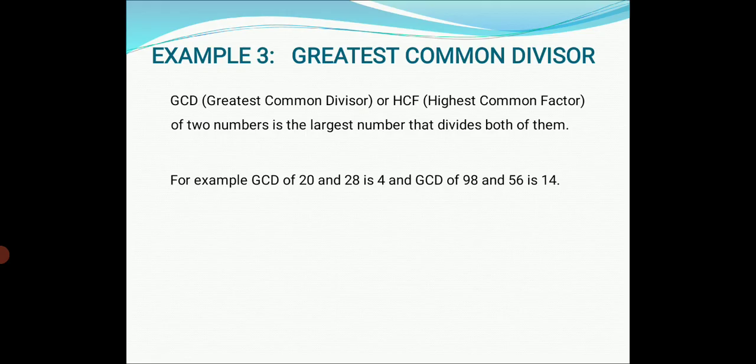Then, going to the concept of recursion, example 3: greatest common divisor. You already know the recursion concept from previous semesters. The GCD is the greatest common divisor, or HCF, the highest common factor. So what is the GCD or HCF? The GCD of two numbers is the largest number that divides both of them. For example, the GCD of 20 and 28 is 4, and the GCD of 98 and 56 is 14.